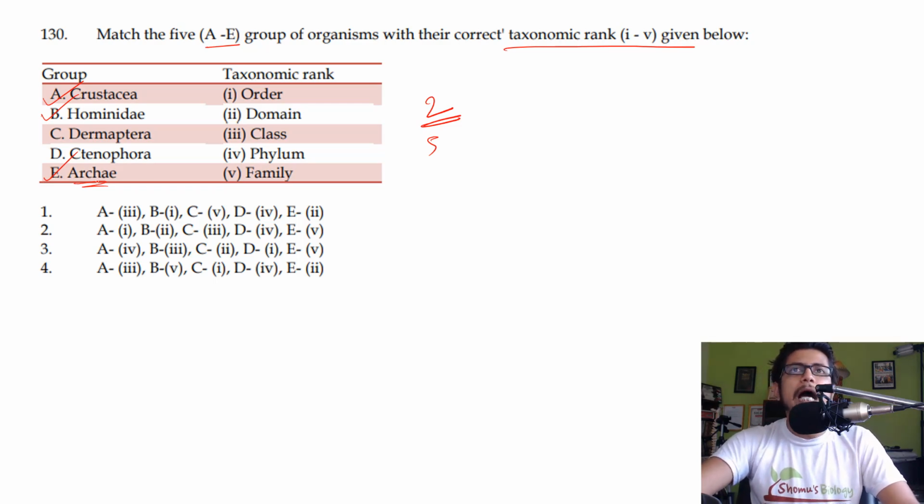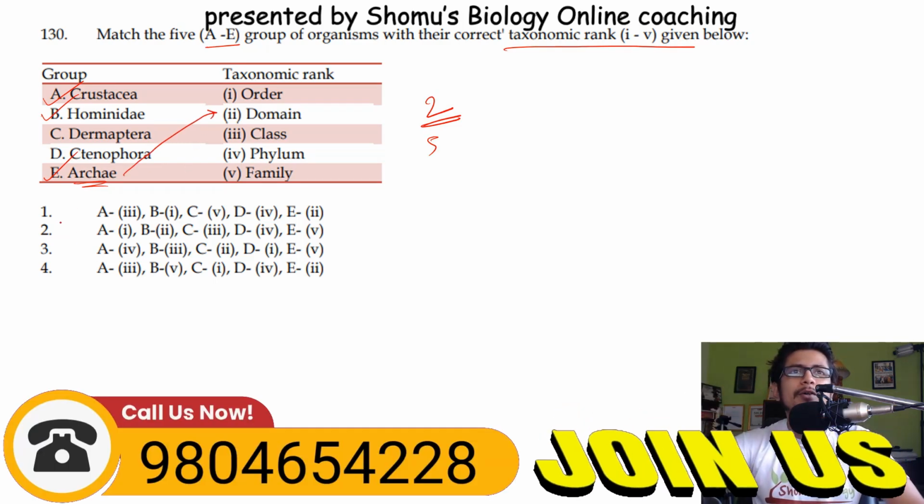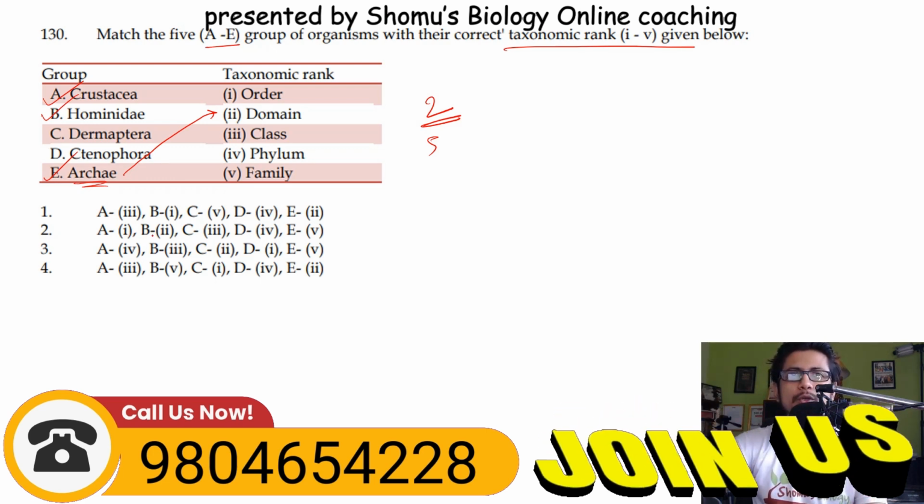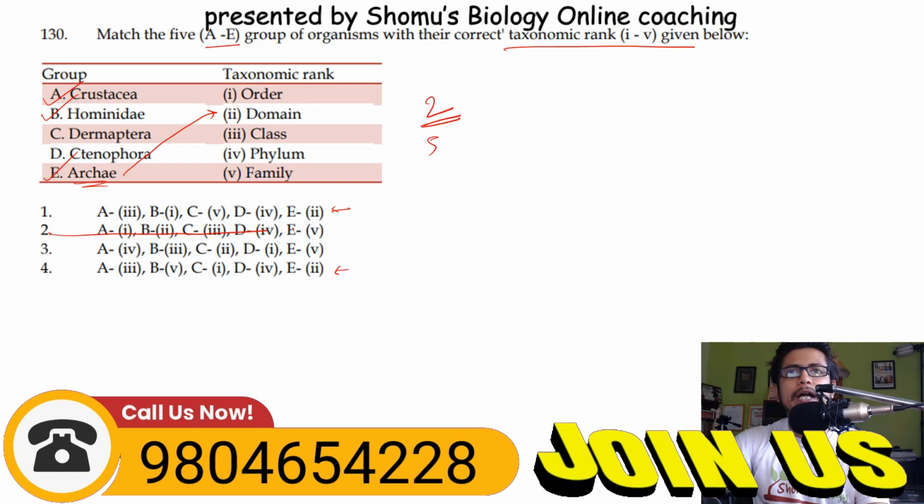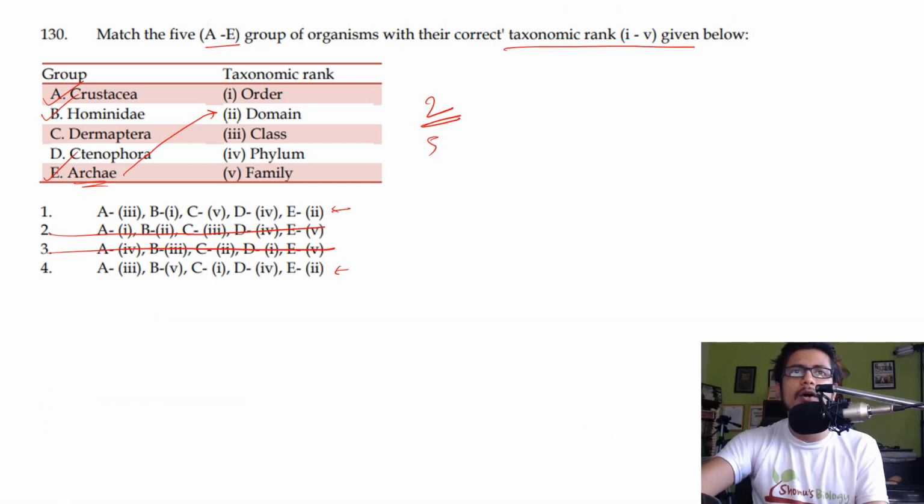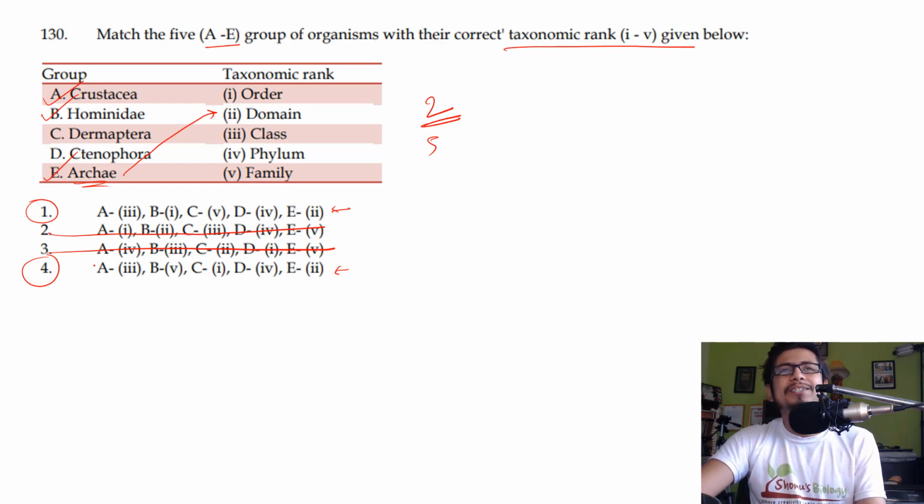So you know this. Archaea is nothing but a domain. So archaea is domain, E is 2. Let's find out options where E is 2. So E is 2, E is 2. So options 2 and 3 are wrong. So either option 1 or 4 is correct. We are very close now, a 50-50 chance.